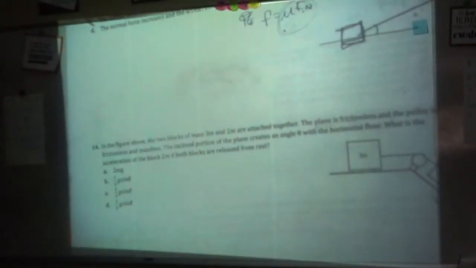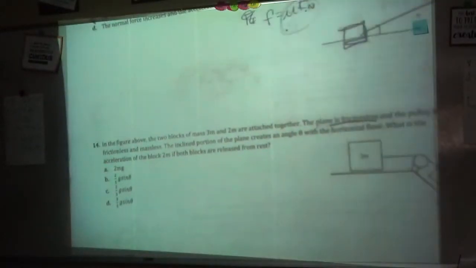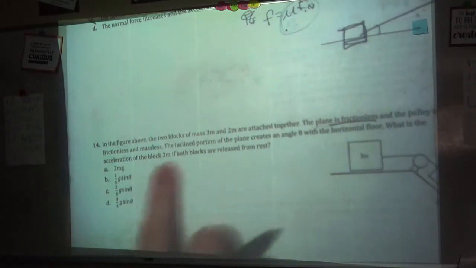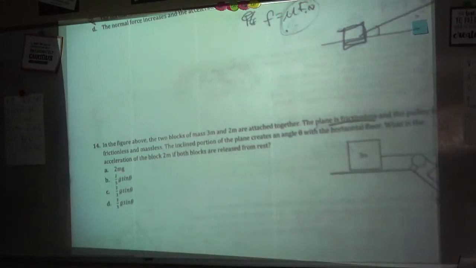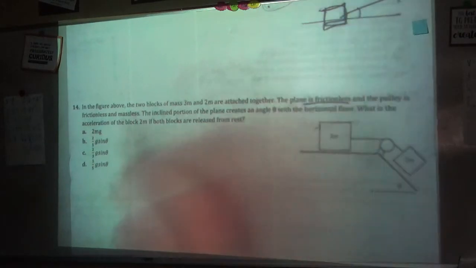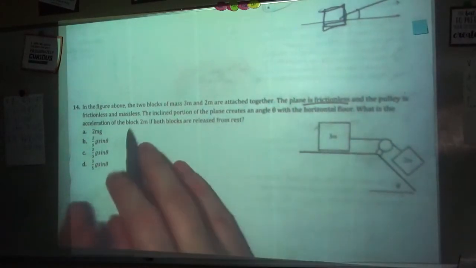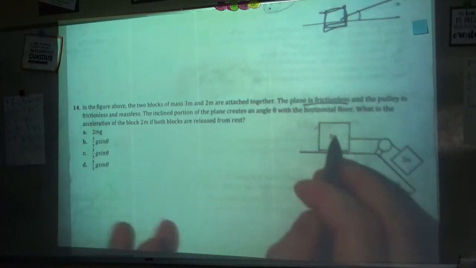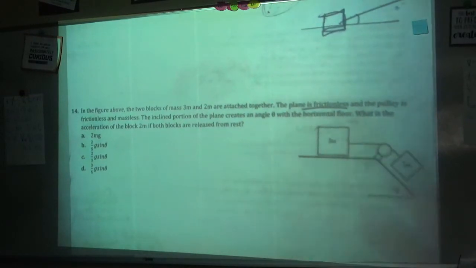All right, number 14. So I have two blocks attached. We're talking frictionless, thank goodness. And then the incline creates an angle theta with the floor, which is the type of angle I want when it's relative to the ground. And we want to know the acceleration of them once they are released. So acceleration of block 2m is the same acceleration that 3m has because they are physically connected.